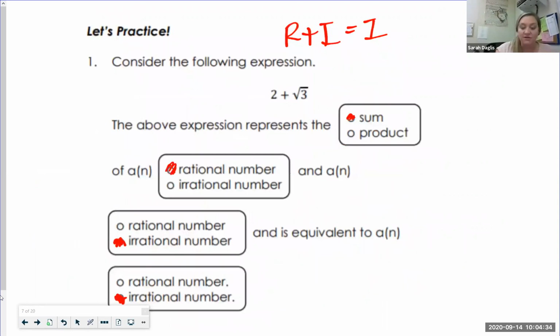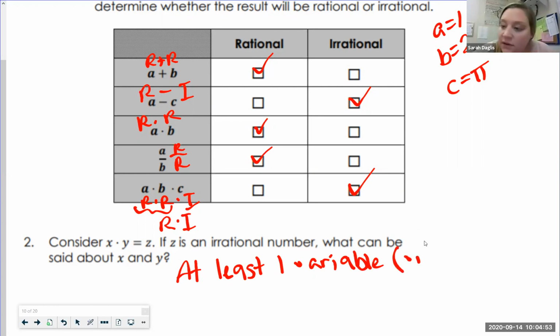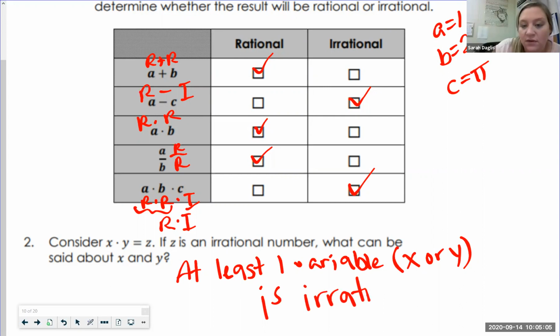We know that if I multiply 2 pieces and I got an irrational value out of it, that means at least one variable, so it could be x or y, is irrational. Okay, so they could both be irrational, that is possible, but one of them definitely has to be. So x or y, or x and y. Okay.